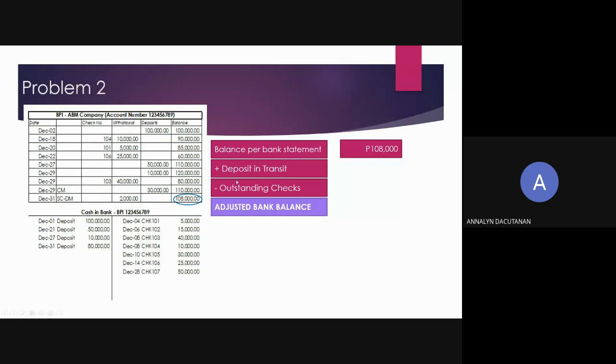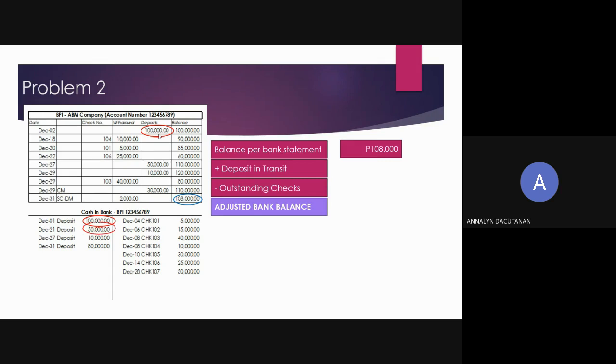Now, let's check for the deposit in transit. Ma'am, ang dami naman yan. Paano ko malalaman kung saan dyan deposit in transit? So, sabi, December 1 daw, nag-deposit daw si ABM company ng 100K. So, tingnan natin ngayon sa bank statement kung pumasok yung deposit. So, ayun. Alright, hindi yan deposit in transit kasi pumasok, umabot.